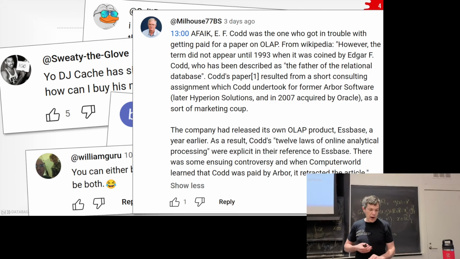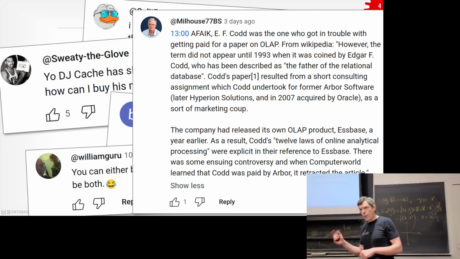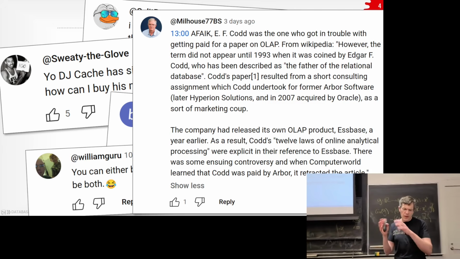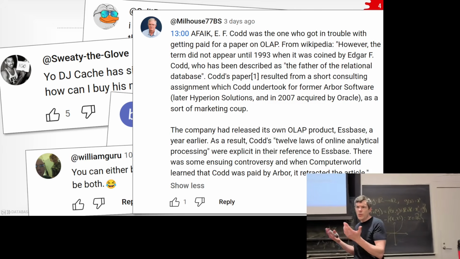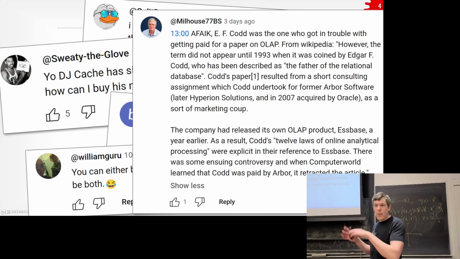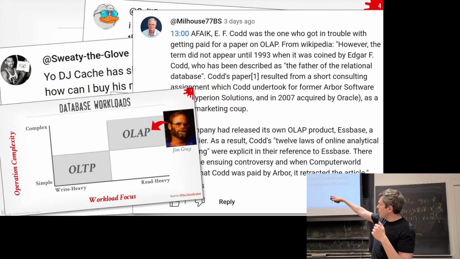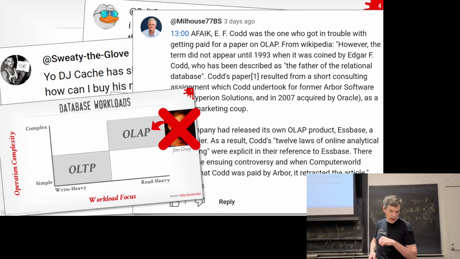He was getting paid to write an article about what OLAP is, and then the article got retracted once they found out he was basically shilling for a company called Essbase, which is a data cube. You don't need to know what the data cube is. It's another way to do analytics for column stores, but this is how people did things in the 90s. Anyway, he's right that in that lecture, when I show this picture, it wasn't Jim Gray. It was Ted Codd. Okay.